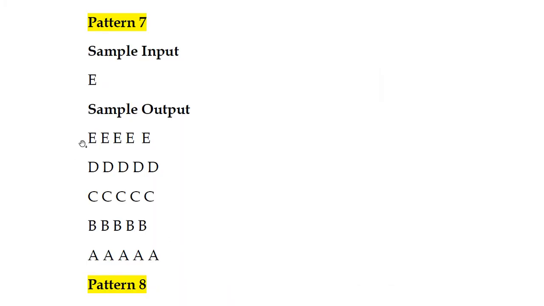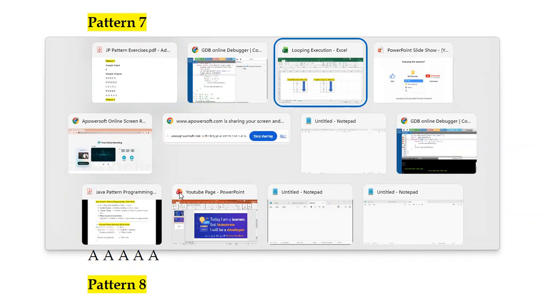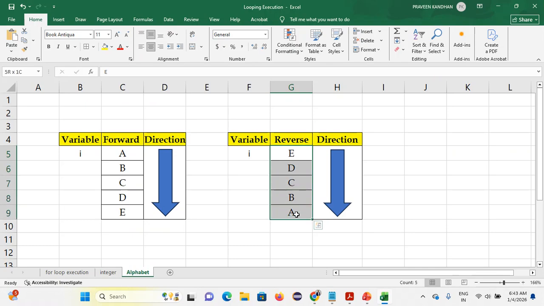First observe the sample input and output. If my sample input is E, it executes five times: E, D, C, B, A. This is also five times, and A, B, C, D is also five times. In our previous sessions, we only went in the forward direction. For a change, this time we are printing in the reverse direction.